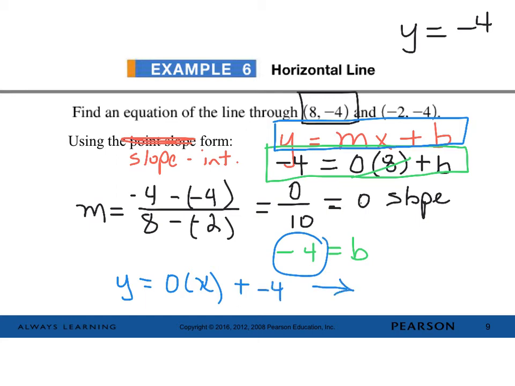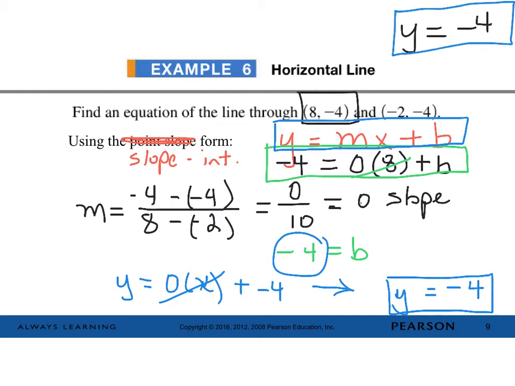And when I simplify that, 0 times x is still 0. Adding negative 4 is still negative 4. And I have y equals negative 4. So two very different forms of the equation of a line, two different methods for taking 2 points and finding the equation of the line that contains those 2 points, but we get the same answer either way. So you can choose whichever method you like the best, and you'll always know that you're going to get the right answer because both of the methods will always work.